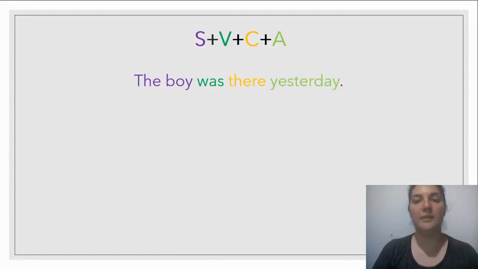We can omit the adverbial yesterday without affecting the meaning of the clause because the boy was there is complete in meaning. But on the contrary, if we eliminate there from this clause, then the clause lacks some meaning. The boy was yesterday. That is an obligatory adverbial and it must remain there in order to complete the meaning of the subject. The boy was there yesterday has an obligatory adverbial, there, and an optional adverbial, that is yesterday.